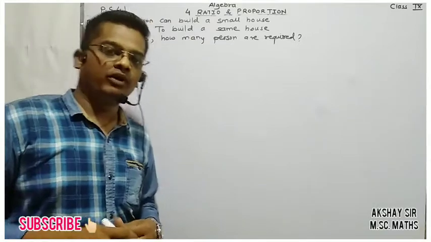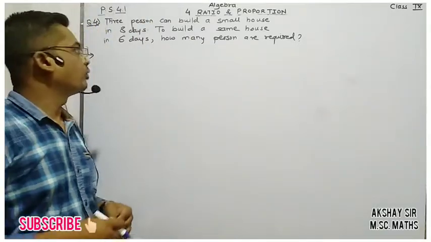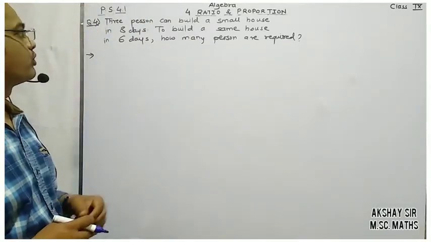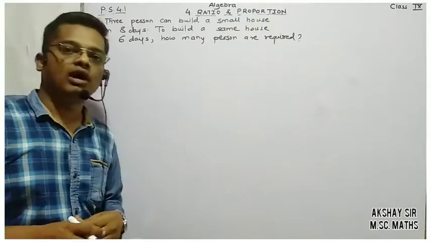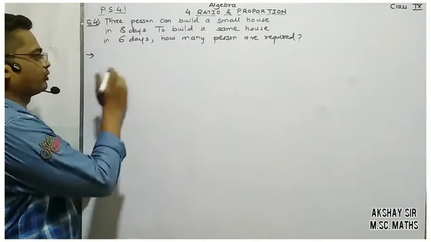Let us see the fourth example, which is a word problem based on proportion. 3 persons can build the same small house in 8 days. To build the same house in 6 days, how many persons are required? So here we have to check the proportionality first.